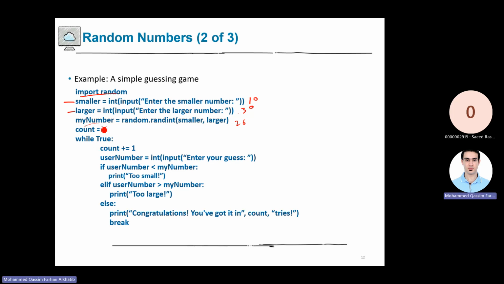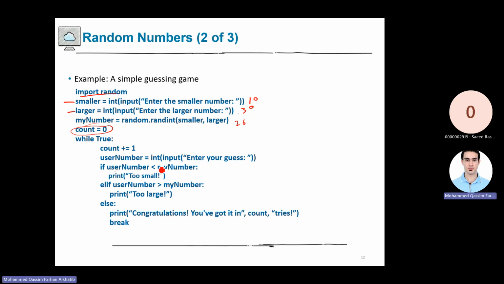Now here you initialize a counter just to show how many trials it took you to find the correct number. While true, you keep guessing. You don't know how many times you need to guess. So you start with an infinite loop. And remember, with an infinite loop, you need what? What command will terminate that loop? Break. So I'm expecting a break there because there's an infinite loop. Okay, so the first trial, count plus equal 1. Now user number, the user will input a value.